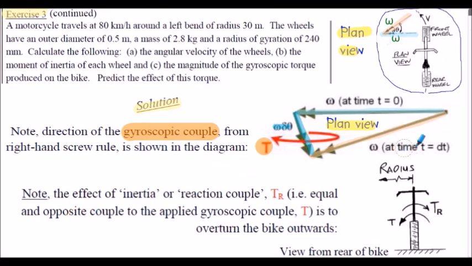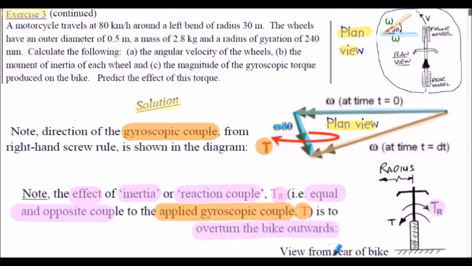And as always, the effect of the inertia or the reaction couple, TR, is equal and opposite to the applied gyroscopic couple T. So TR in this case tends to turn the bike outwards. It's a view from the rear here. Again, I would encourage you to stop the presentation and think through clearly how we constructed the velocity vector diagram and how we actually determine the senses of T and TR using the right hand screw rule.